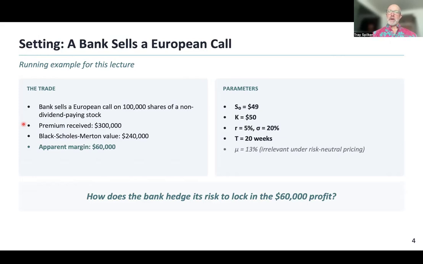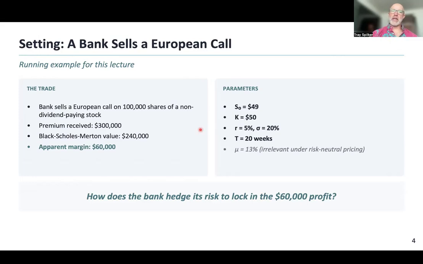Now, when we've sold this option, you've got to remember we're short this call option. So we're technically short volatility, right? Because volatility is what gives options their value. Now, given the Black-Scholes-Merton model's inputs, here are our input parameters. We have the share price at $49. That's the shares we've written this call option on. The strike price for this call option is 50. Here's our risk-free rate of 5%, standard deviation of 20%, and our time to maturity is 20 weeks.